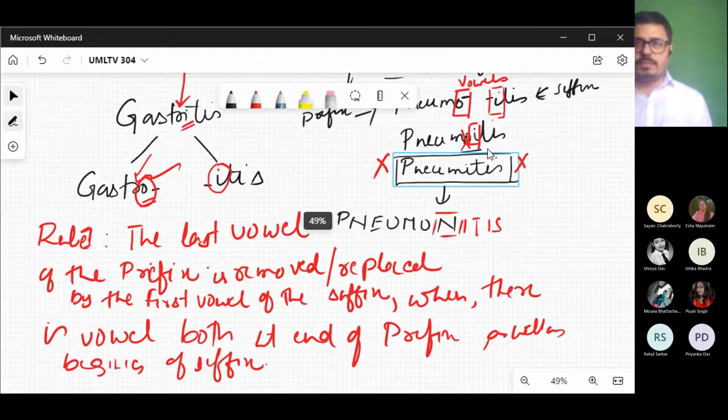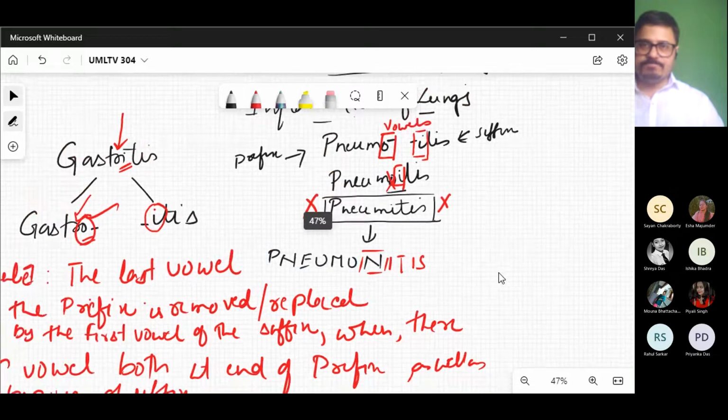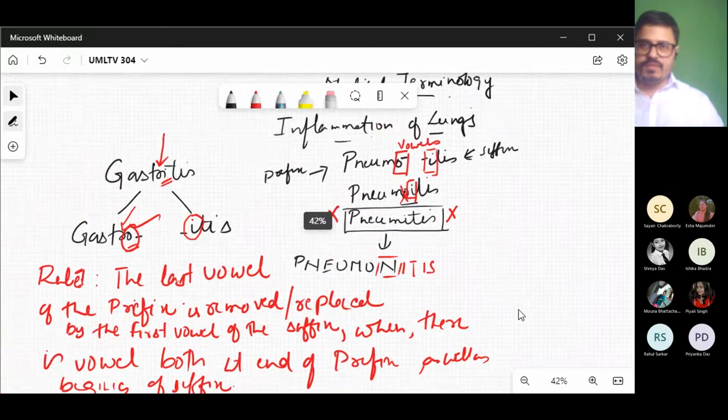But these are some exceptional situations wherein you are preserving the ending vowel as well as the starting vowel. And in doing so, you are introducing another alphabet in between the ending vowel of the prefix and the starting vowel of the suffix. Is the concept clear now? Yes, sir.